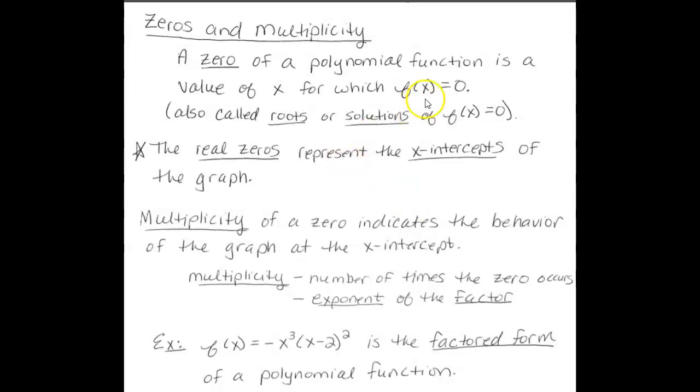So if we're setting f of x equal to 0, that means setting y equal to 0, we're looking for x-intercepts. So any real solutions that we get by setting f of x equal to 0, we're going to see as x-intercepts on the graph. So a 0 means an x-intercept.